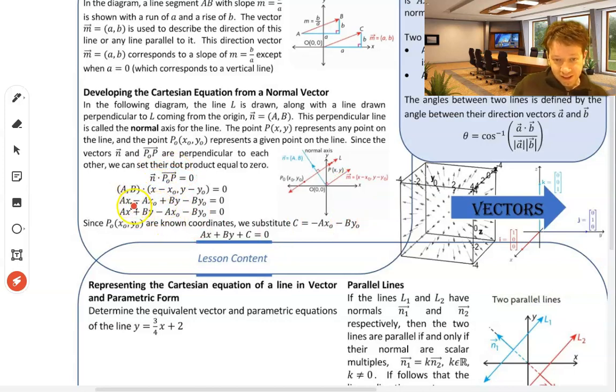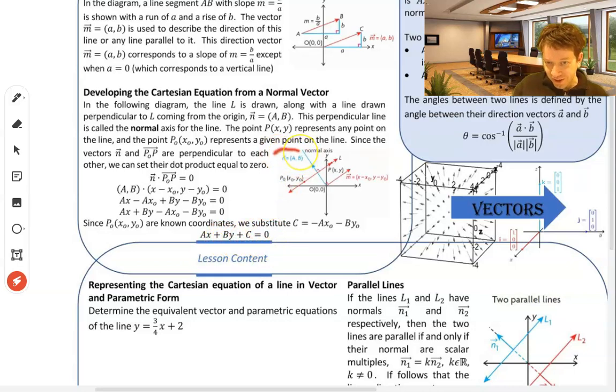Now because these two vectors are perpendicular to each other, we can say their dot product equals 0. So when we solve for the dot product, which would be a times x minus x naught, we can distribute the a into that and do the same with b. Rearranging a bit, we get ax plus by, and then we get these two terms. Both these terms are known because they're based on our known coordinates from the point P naught. So I can just write that as one single constant that we call c. And now we have our equation ax plus by plus c equals 0.